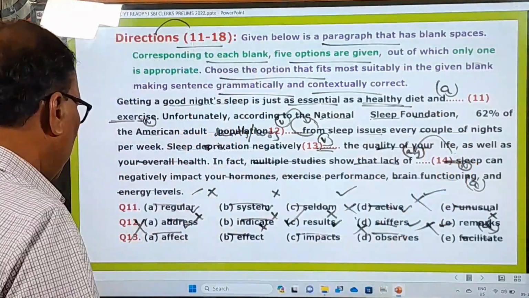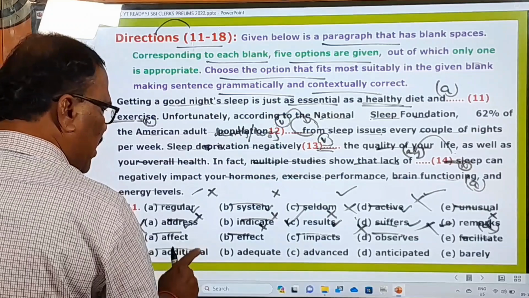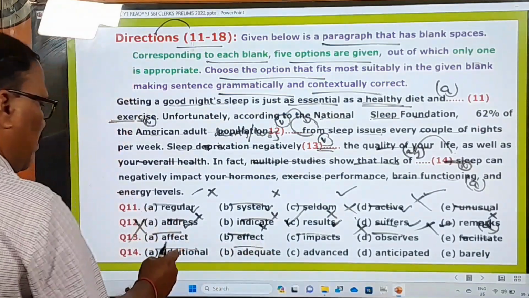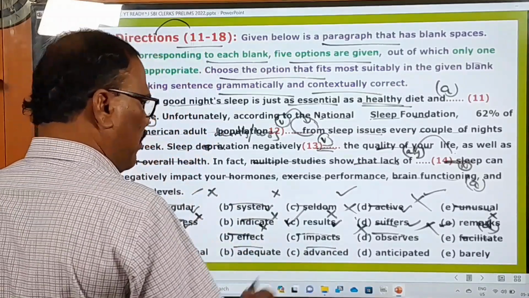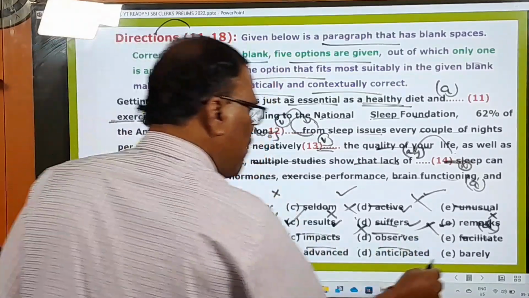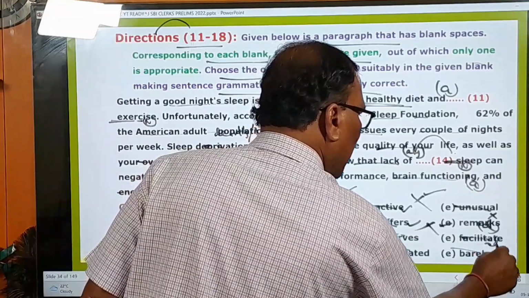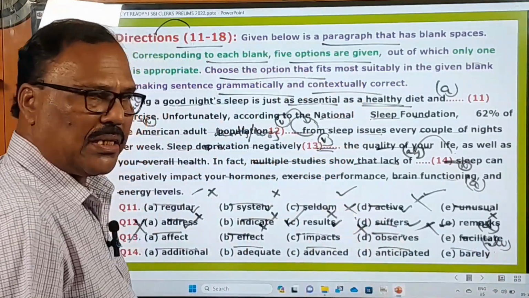What are the options given here? Additional, it's an adjective. Adequate, it's an adjective. Additional means extra, adequate means enough, advanced means improved, developed. Anticipated means expected. Barely is an adverb. Barely means scarcely, hardly, something like that.